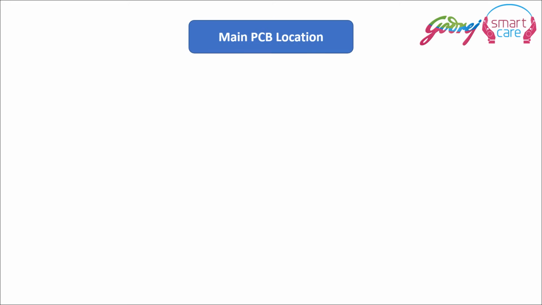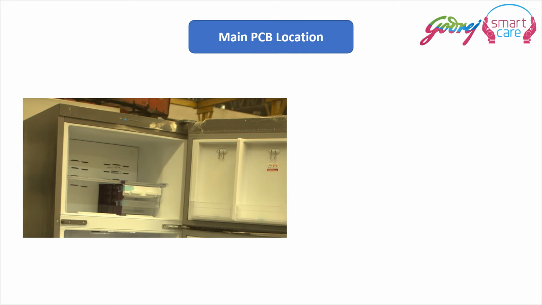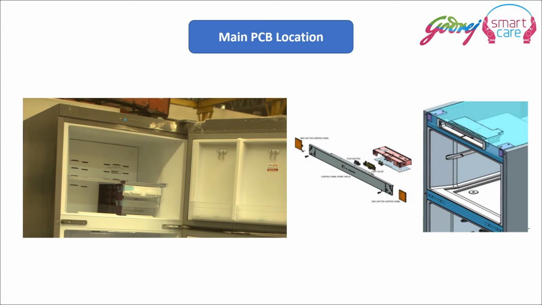The main PCB location. The main PCB is located at the top of the freezer frame. It is behind a small metal strip cover, which we have to remove before removing the PCB. This is the metal strip which we have to remove, and the PCB box will be found behind it.